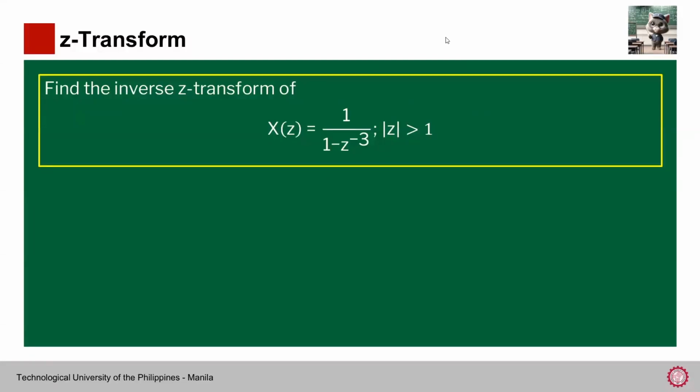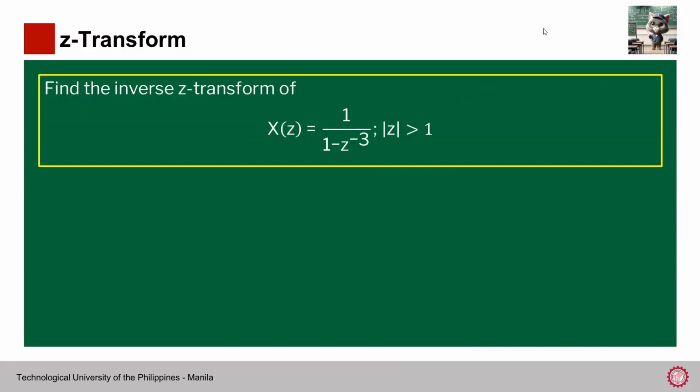All right. So, once again guys, welcome to our mock test. This is the mock test for the signal spectrum and signal processing. So in this video, we're going to solve a problem with regards to the Z transform. So find the inverse Z transform of the given.